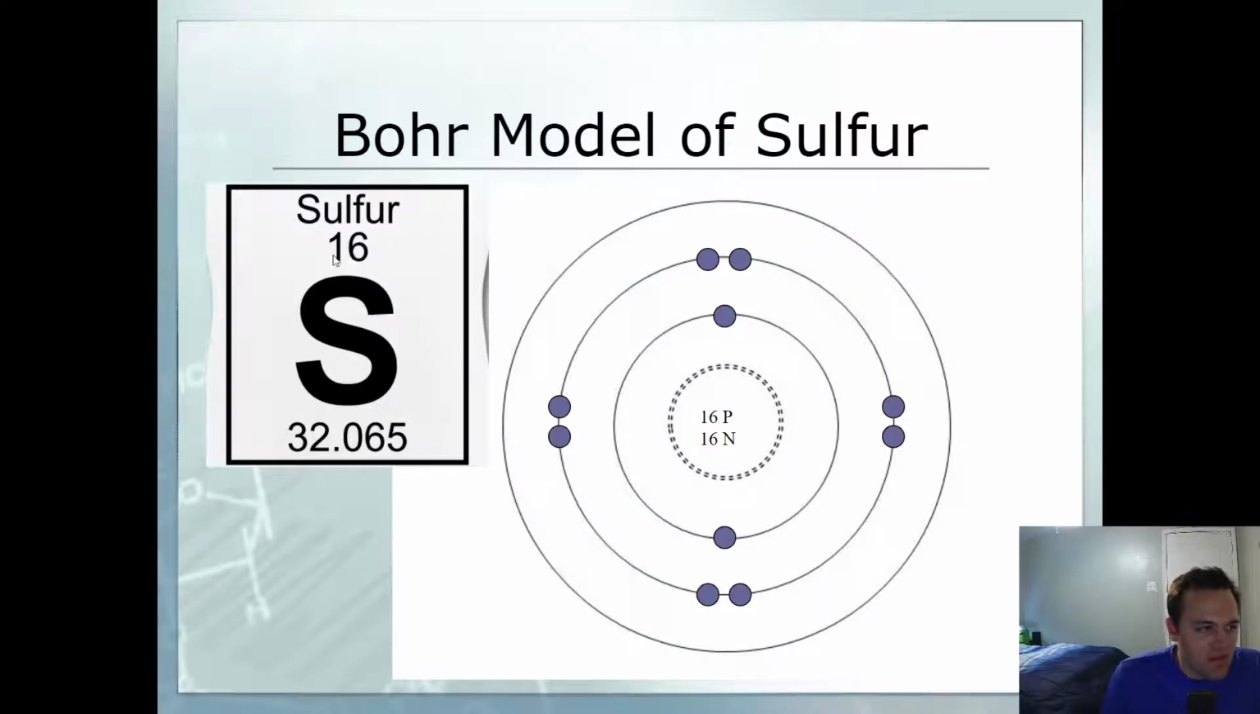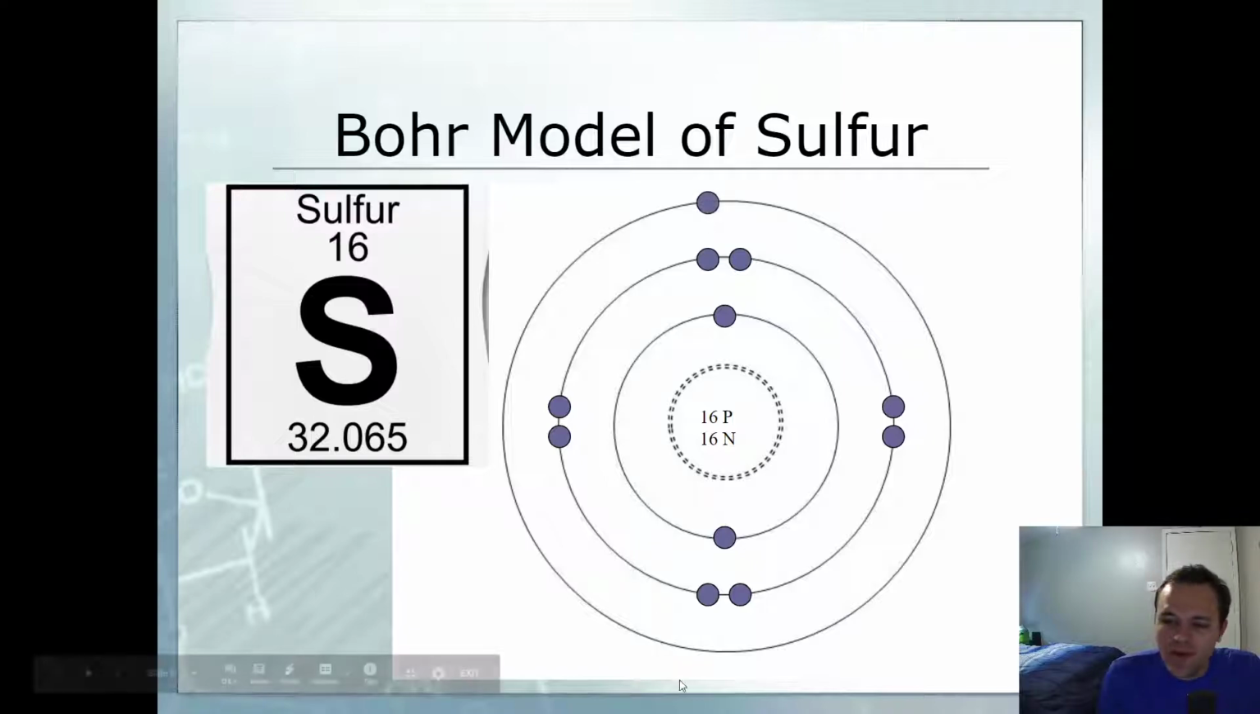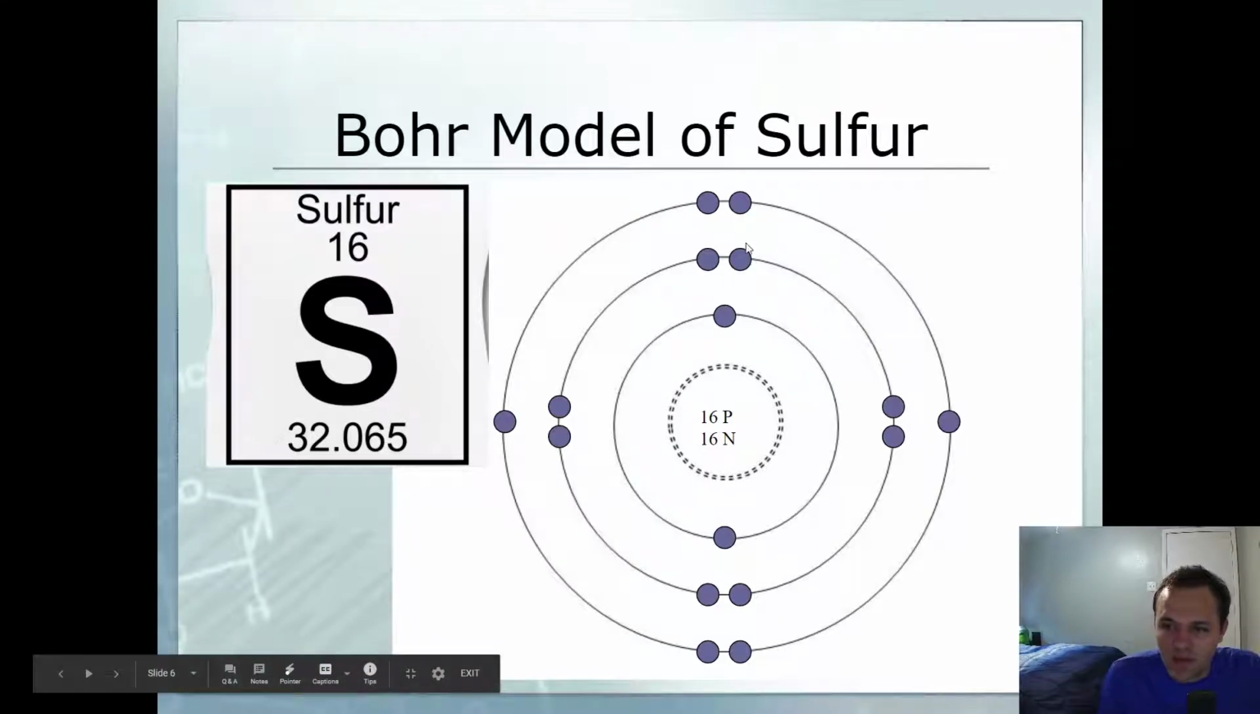We need 16 in total, so we move out to our next shell once this second one is all full of 8. So we're going to put one there. That's 11, 12, 13, 14, 15, 16, and then we stop because we've got our 16 total electrons.